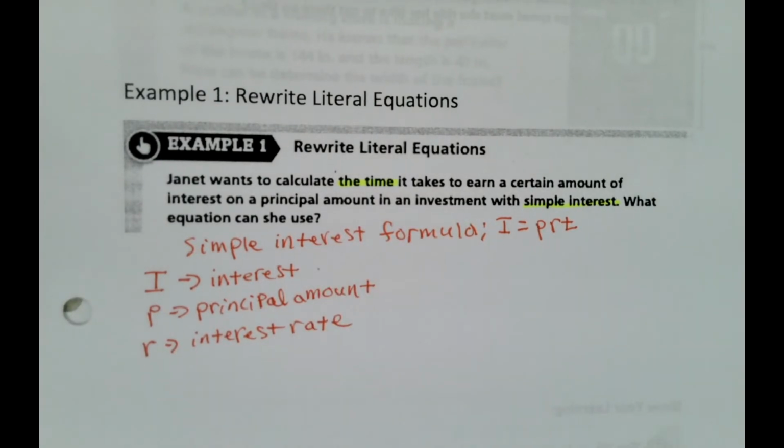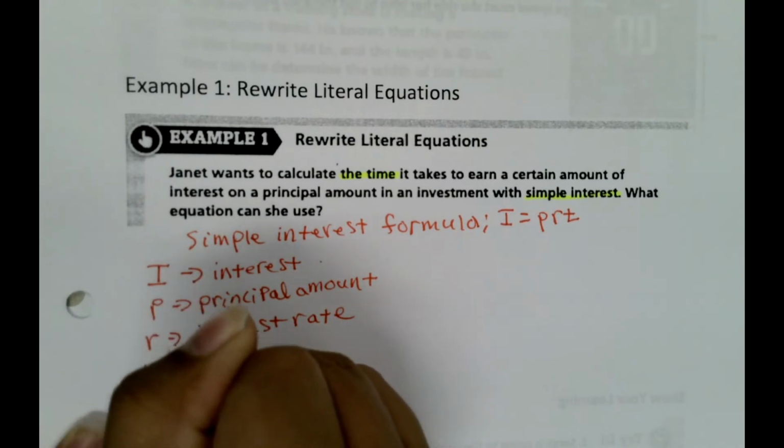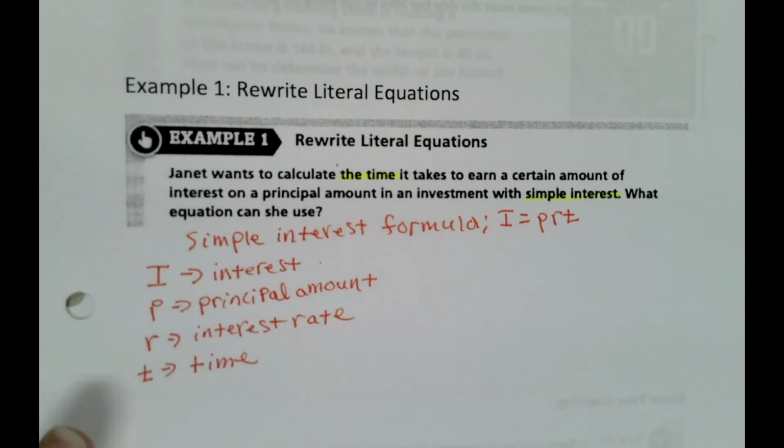So she wants to know time. So which variable is she interested in? She's interested in T. So what I'm going to do is I'm going to rewrite this guy. I equals P R T. And we're going to highlight T because that's the one we care about. Well, T is being bothered. We want all the other things. We're going to pretend like we know interest, principal, and rate. We want all the other things on the other side. We want T all by itself.